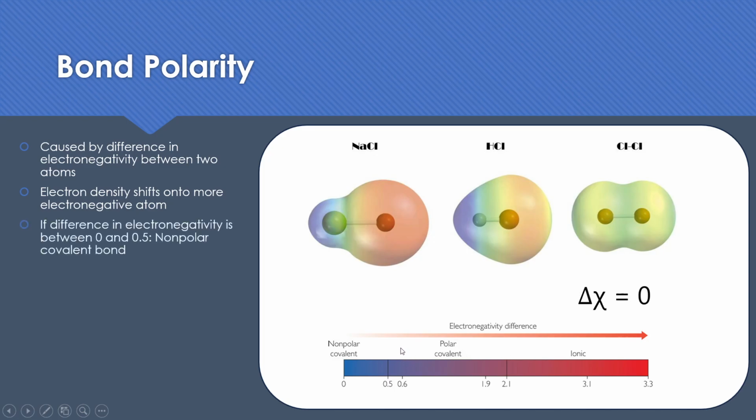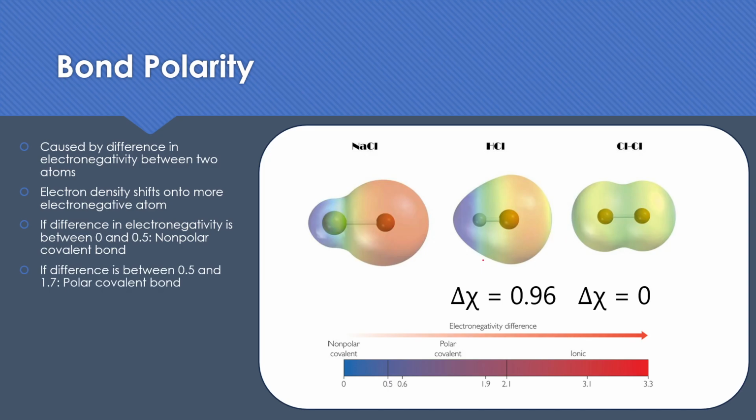Okay? So if the difference in electronegativity is between 0 and 0.5, we call that a nonpolar covalent bond. So anything bonded to itself has a difference in electronegativity of 0, right? Even though chlorine has high electronegativity, it's like 3.16. The difference between 3.16 and 3.16 is 0. So anything bonded to itself is a nonpolar bond, even if it is a really electronegative molecule. Okay? So if the difference is between 0 and 0.5, that's nonpolar.